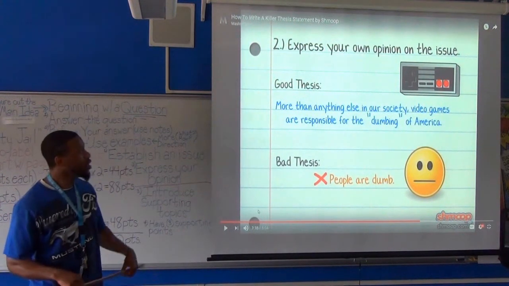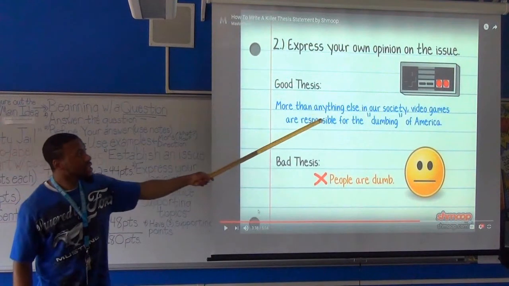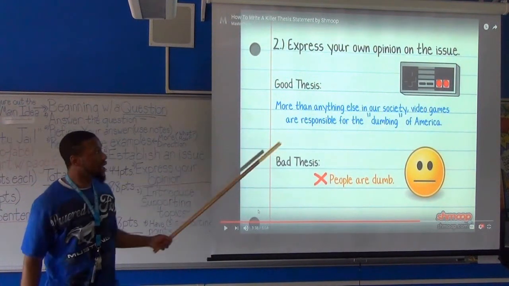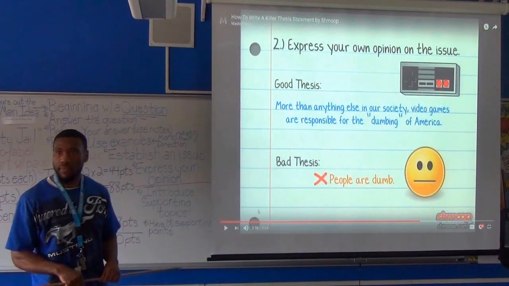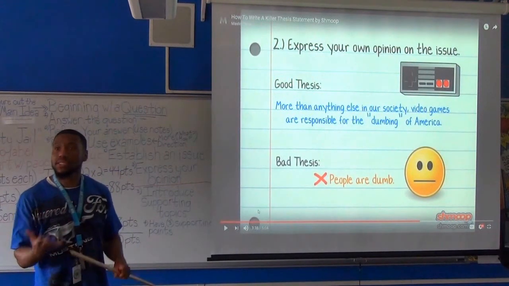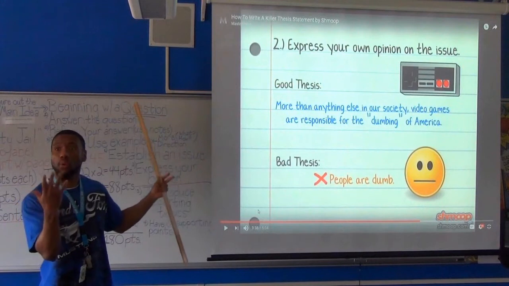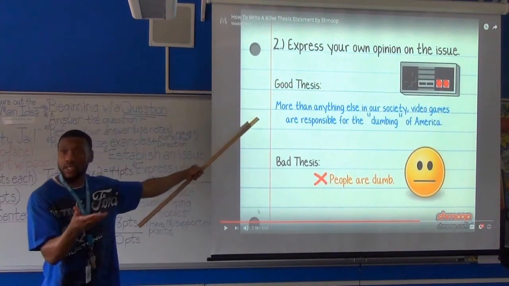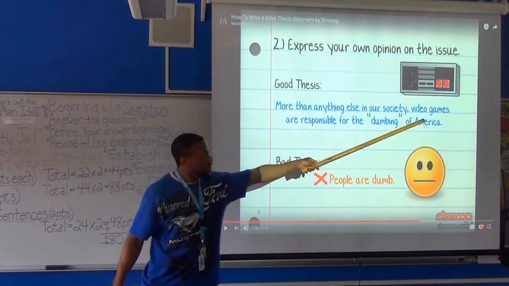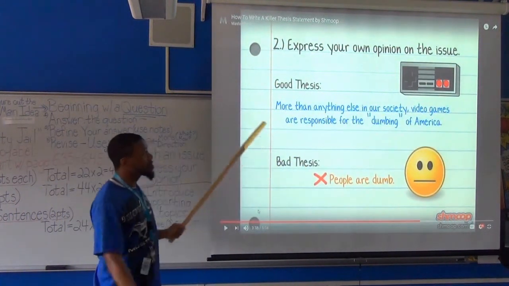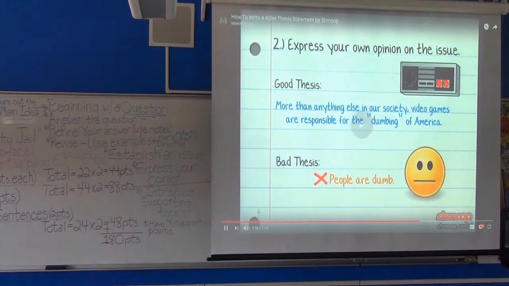It says, more than anything else in our society, video games are responsible for the dumbing of America. But what's the subject? What's the who or what this statement is about? What are they talking about? The video game. Thank you. The subject is video games. Okay, all of this other stuff before is just additional information.